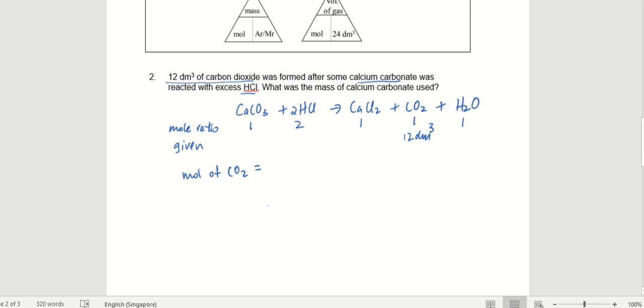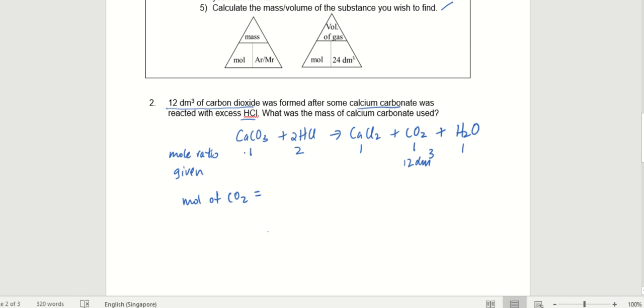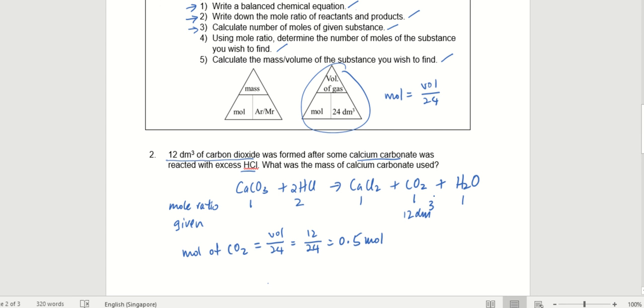So we now use the equation involving moles and volume of gases. Looking at this triangle, the formula is mole is equals to volume of the gas divided by 24 dm cube. Okay, so we use volume over 24. We are given 12 dm cube of carbon dioxide. Divide by 24. This will give us 0.5 mole of carbon dioxide formed. So we have now calculated the number of moles of the given substance.